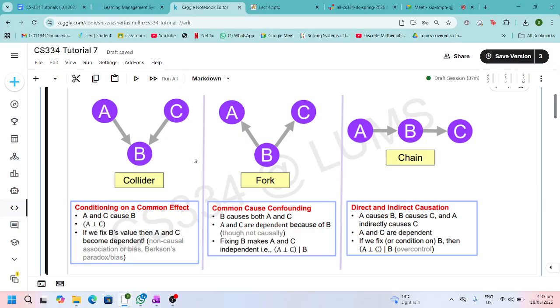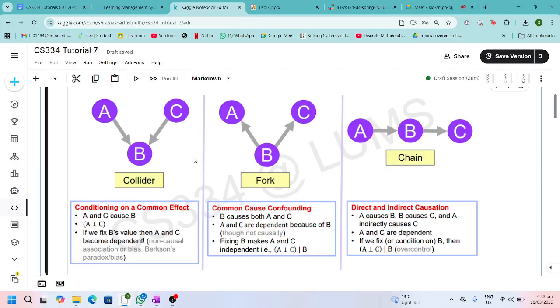So these are some important things to remember about each of these structures. The first thing is in which structure the two nodes are independent of each other. The second thing is, when we condition on a structure, do the nodes still remain independent of each other or not. And the third thing is, if you're measuring the true total effect of one variable on another, is it desirable to condition on that given structure?